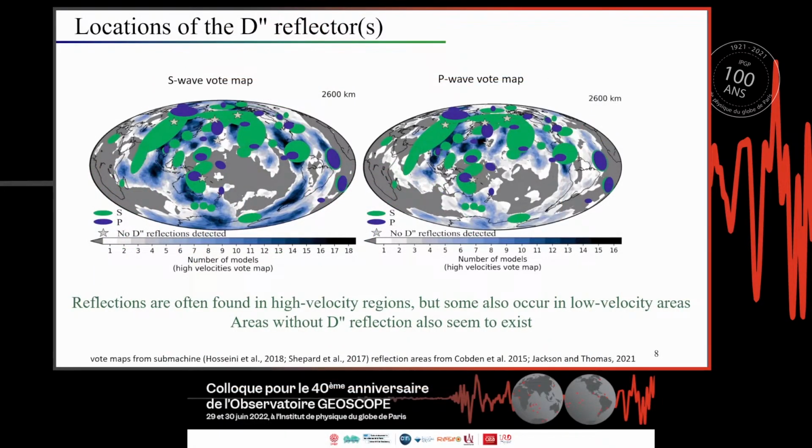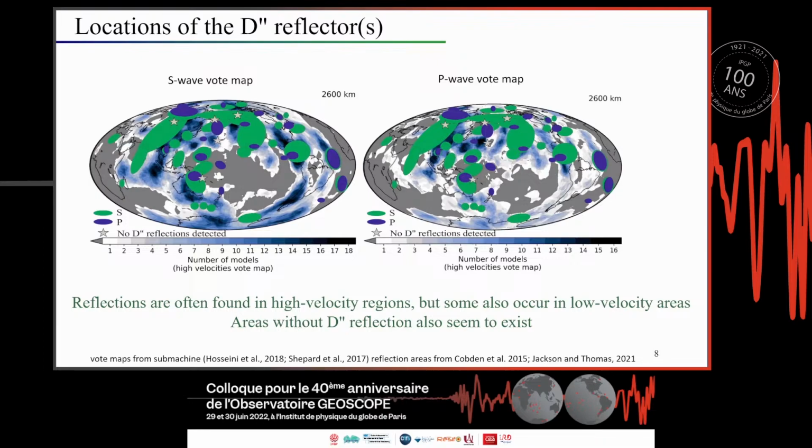There are lots of different studies in there. In green, there are the S-wave reflections, in blue, the P-wave reflections, and they're superimposed on these vote maps, which stack a number of tomographic models. And as you can see already, the vote maps are quite different.